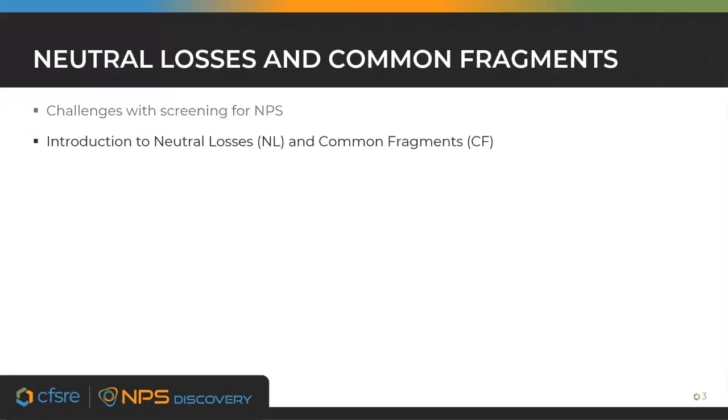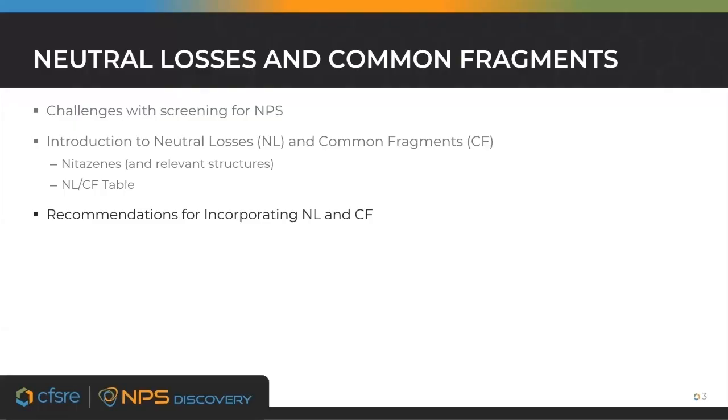I'll discuss an introduction to what neutral losses and common fragments are, and provide a nitazene analog as an example and relevant structures to designing an assay around that. And then I'll present just briefly a neutral loss and common fragments table that myself and colleagues at the CFSRE have developed to assist in identifying substances based on their neutral losses and common fragments. I'll make some general recommendations for incorporating neutral losses and common fragments, some basics, and then offer some specific targets for nitazenes as an example, and provide a casework example.